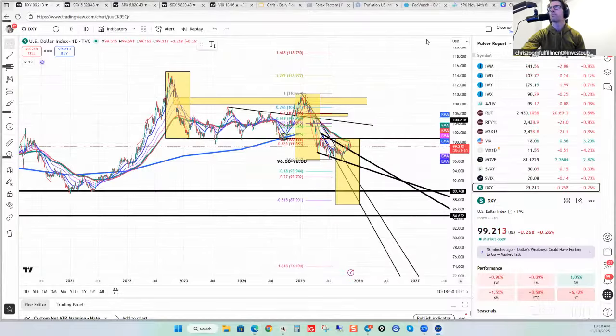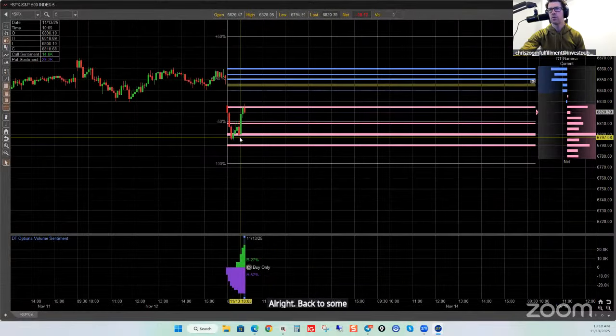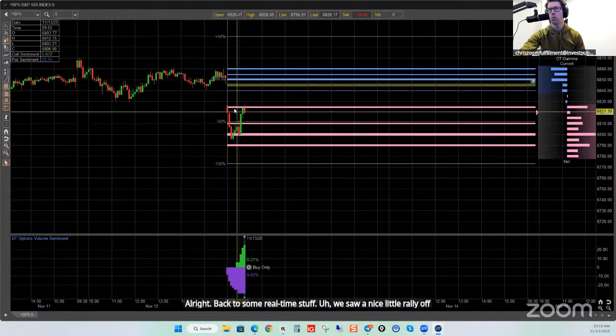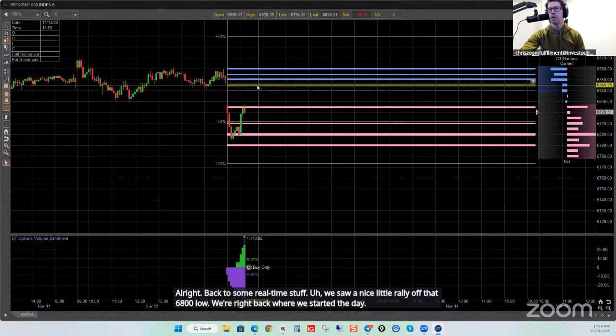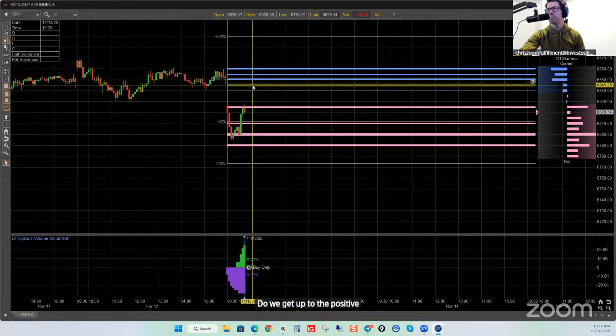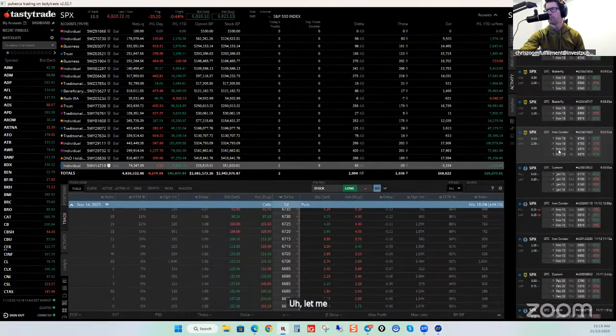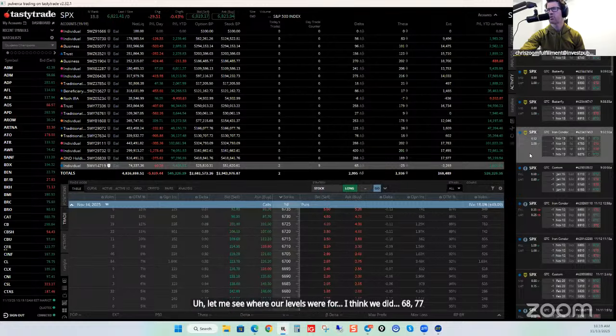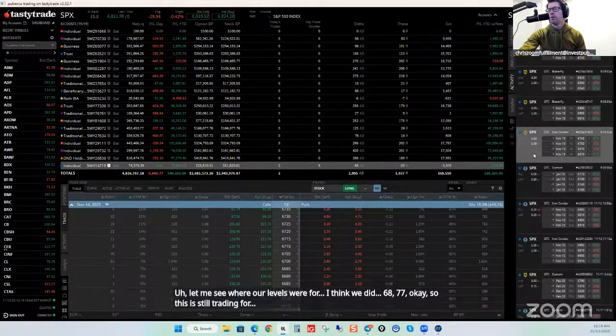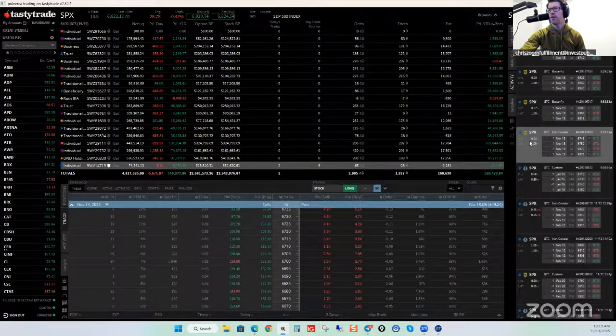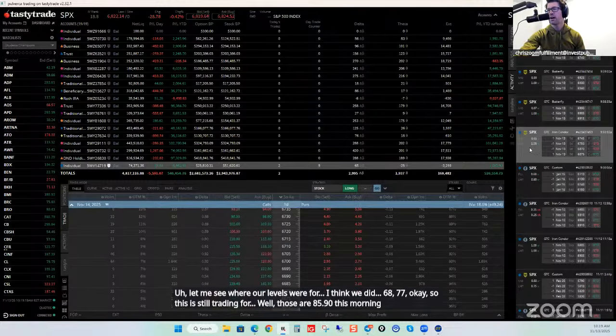All right. Back to some real-time stuff. We saw a nice little rally off that 6,800 low. We're right back where we started the day. Do we get up to the positive negative gamma pivot? Possibly. Let me see where our levels were. 68.77. Okay, so this is still trading for, well, that was our 85.90 cents this morning, trade for 55.